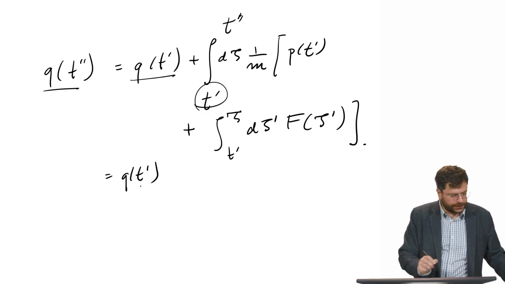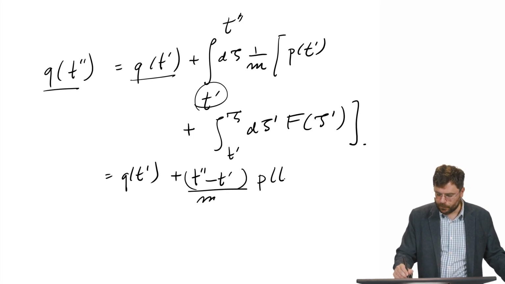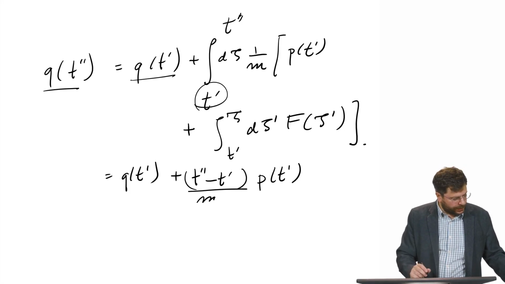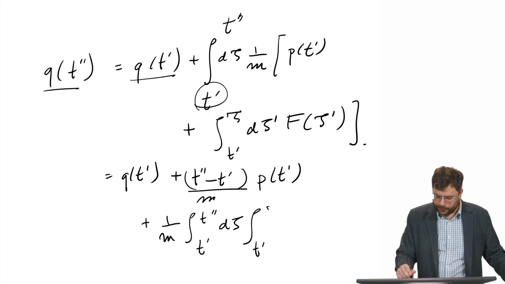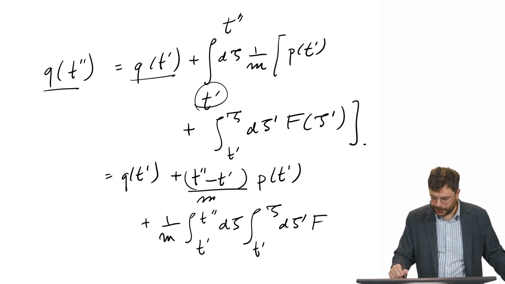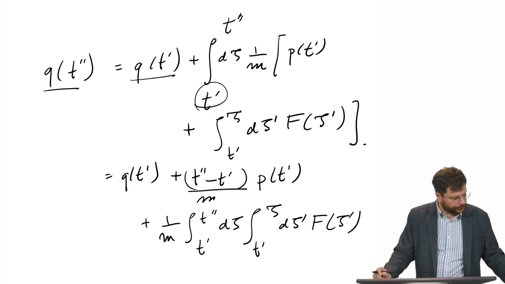So this integral I will immediately rewrite as t double prime minus t prime, over m, times p of t prime. And then finally I have this expression here, so plus 1 over m, the integral from t prime to t double prime d tau times the integral from t prime to tau d tau prime of F of tau prime. And let me make sure everything is correct, which I think it is. Good.